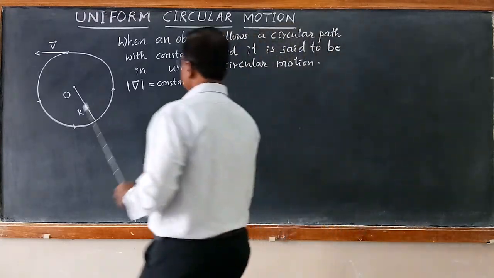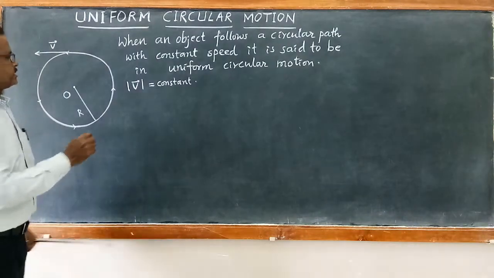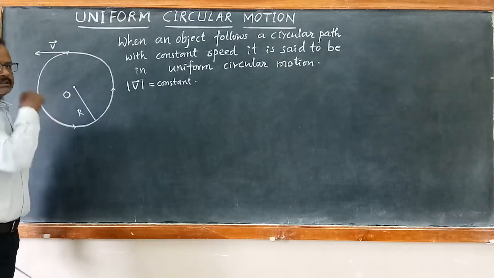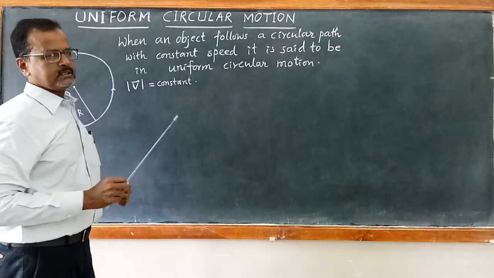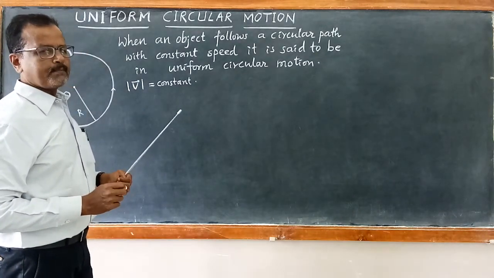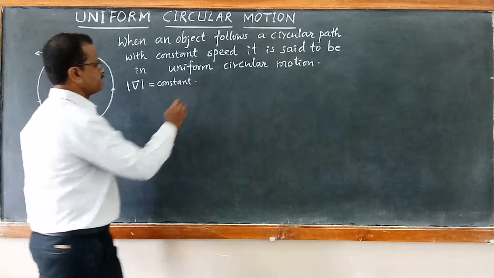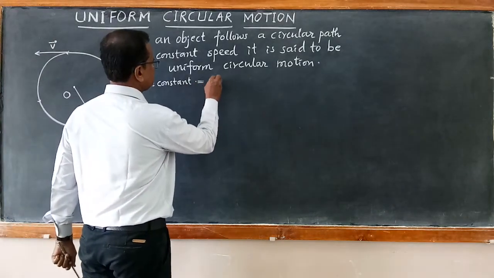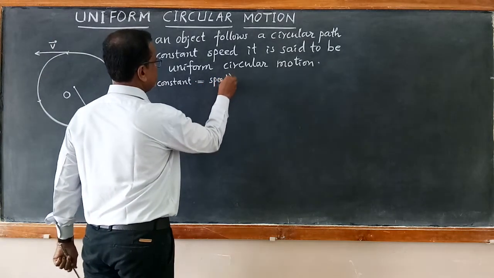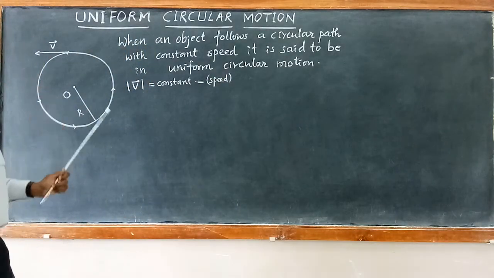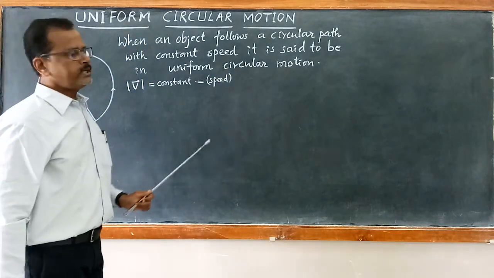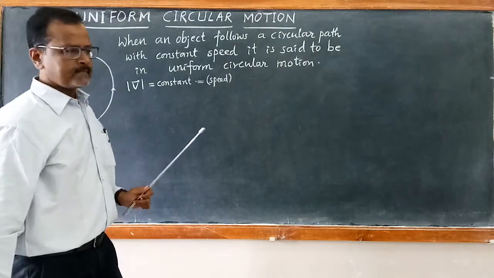So, if v is the velocity at any particular point, then the magnitude of that velocity gives us the speed at that point, and this speed remains constant throughout the motion. Such a motion is called uniform circular motion.